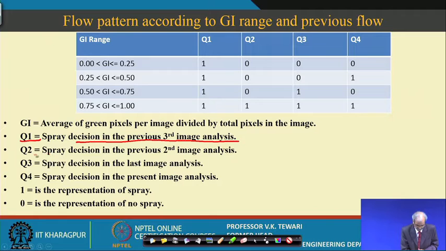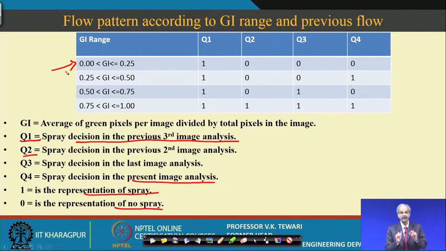Similarly, Q2 talks of the spray decision in the second image, Q3 talks of the last image, and the fourth is the spray in the present image analysis. So, this is how 1 and 0 represent spray or no spray. We are talking of spray or no spray depending upon the value of the green index that we have here. So, you can see this.